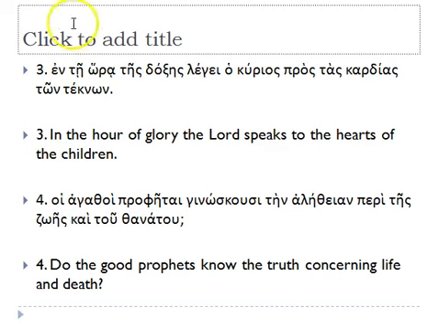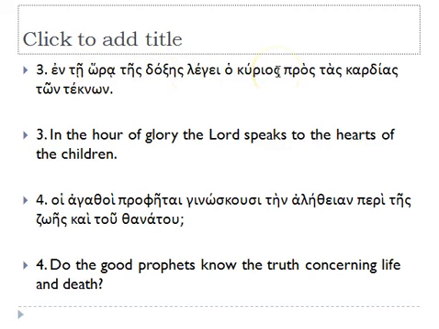This begins with a prepositional phrase, en te hora, en followed by a noun in the dative case, in the hour. Then we see a noun and its article in the genitive case, tes doxes. This will be a genitive describing hora. So in the hour of glory. If you wrote in the hour of the glory, that's fine too.